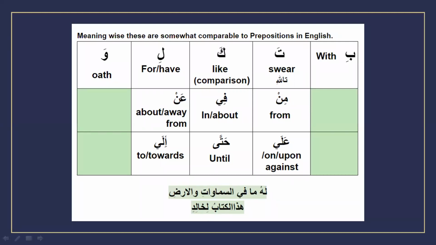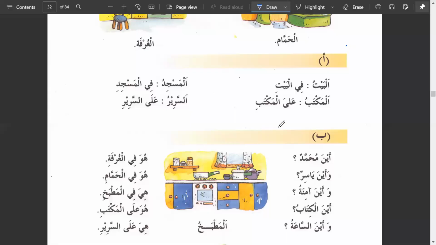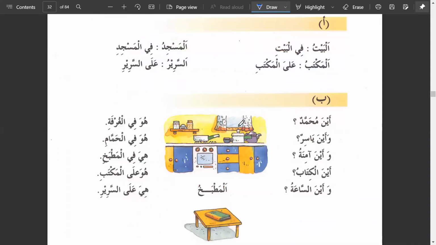So let's go to our lesson 4 again. Harf jar: fi and ala. These are specific words in Arabic, and when they combine with an ism, the ism must take a kasra. Okay, so let's go further.